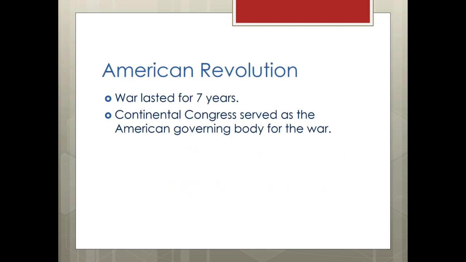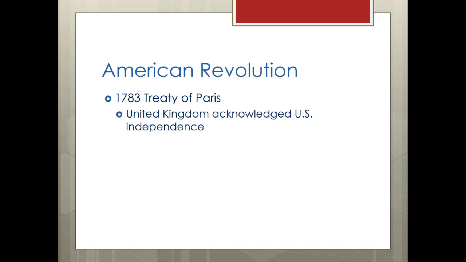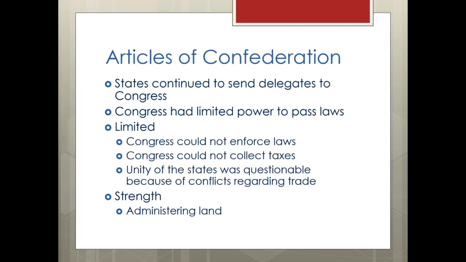The American Revolution lasted for 7 years. Again, the Continental Congress served as the American governing body for the war. In 1783, the Treaty of Paris was signed and agreed to, and the United Kingdom acknowledged in the Treaty of Paris that the U.S. had its independence. But after the war, it became increasingly apparent to the states that the Articles of Confederation were not going to be sufficient to govern the country.